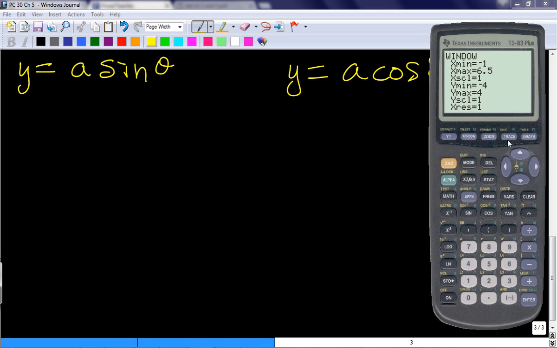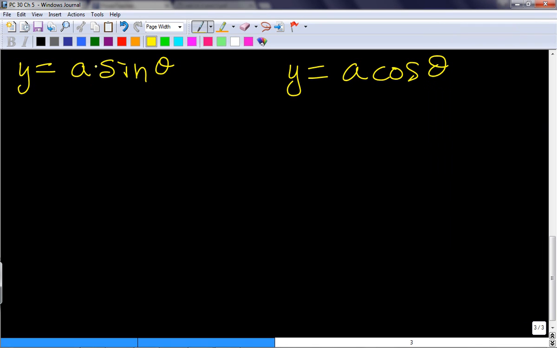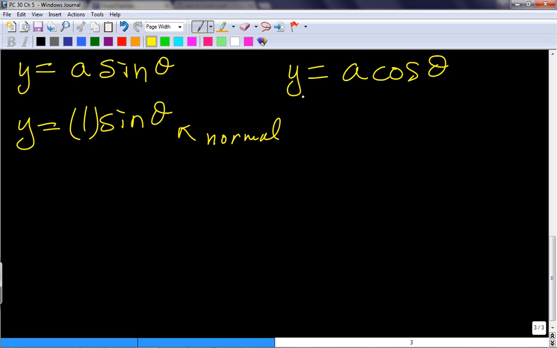So if you put the window like this and you hit graph, this is what your sine graph looks like now. Just a little more flat, but that's 1 right there. So that's our max there, and -1 is our minimum over here. Okay so far? All right, so what happens when we vary a? Well, obviously if a is 1, we have a normal graph. It's called a normal graph, and its amplitude equals 1.